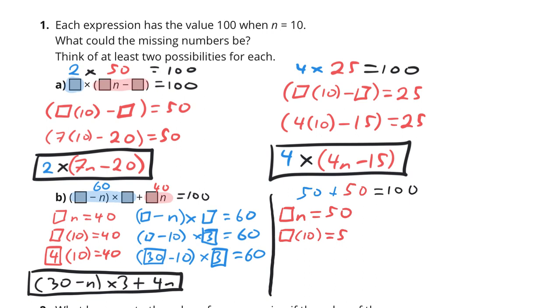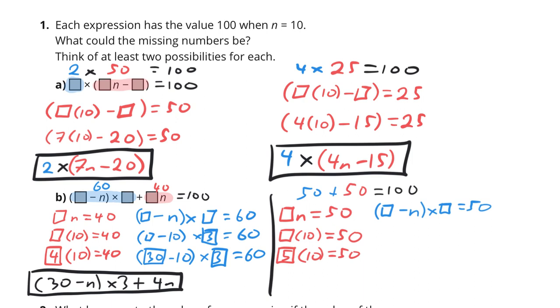So the box, what goes inside the box? It has to be 10. Sorry, it has to be 5. 5 times 10 gives us 50. There we go. Now we'll rewrite the blue section, box in brackets minus n times another box will give us 50.